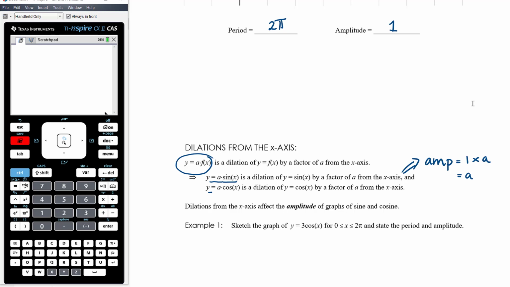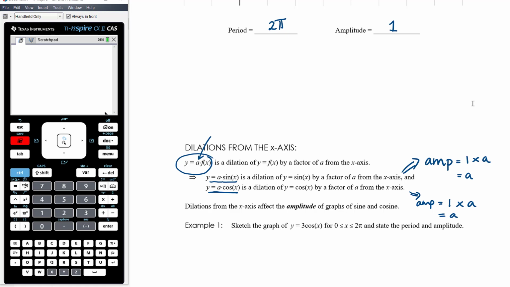Okay, y equals a times cos of x is a dilation of y equals cos of x by a factor of a from the x-axis, the same thing. Amplitude of cos of x is 1. We're stretching that by a factor of a, and so our new amplitude is going to be a. Okay, I want to be a bit careful about that because we all know that the other thing that a might affect is, if a is a negative number, it reflects the graph in the x-axis.